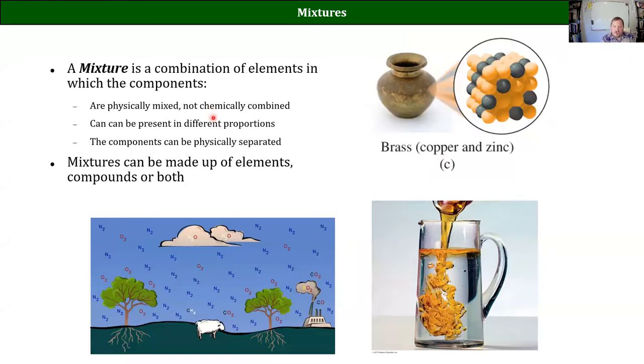If you have a mixture, that just means that it's not a pure substance. A mixture is anytime you've got more than one element mixed together or more than one compound mixed together, where not every molecule or atom is identical to every other molecule or atom. So if it's a mixture, you can change the ratio of the various components.